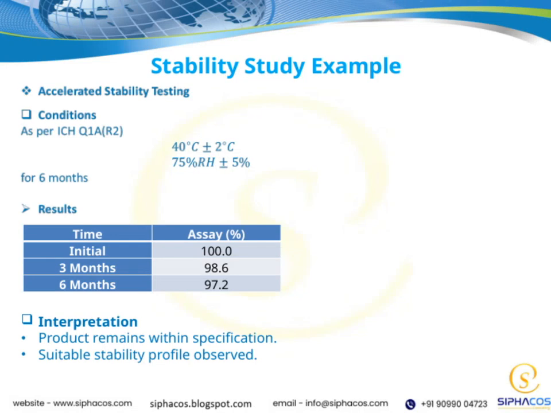Here, we're looking at how the product holds up over time. The key point is that it stays within the set specifications, which means it's performing as expected. The stability profile is solid. The assay starts at 100% initially, then gently declines to 98.6% at 3 months and 97.2% at 6 months. This slow, steady change shows the product remains stable and reliable throughout the study period.